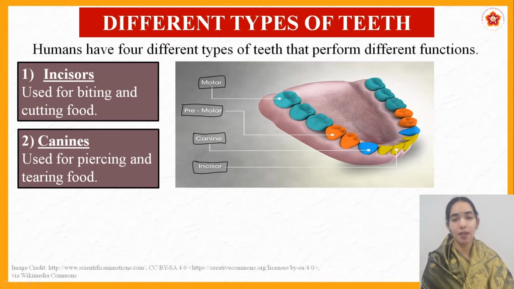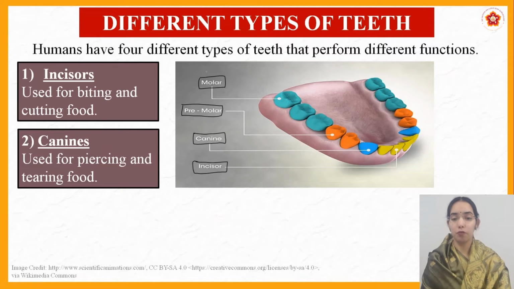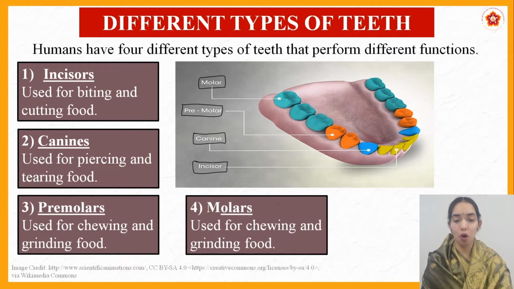Now imagine you are having popcorn. Which teeth will you use for chewing the popcorn? Yes, we'll be using our molars and premolars. Now again imagine that you have a few peanuts with you. Which teeth will you use to chew and grind those peanuts? Again, we'll be using our premolars and molars. So the function of premolars and molars is the same, that they are used for chewing and grinding food.